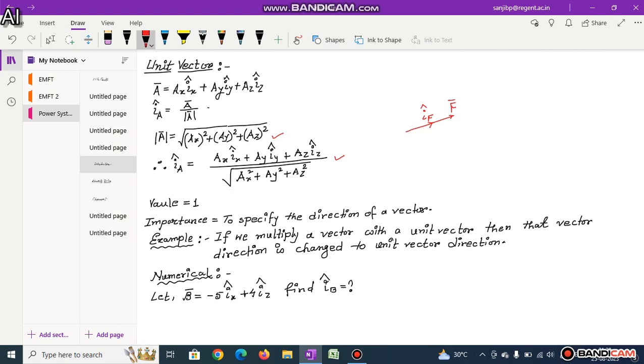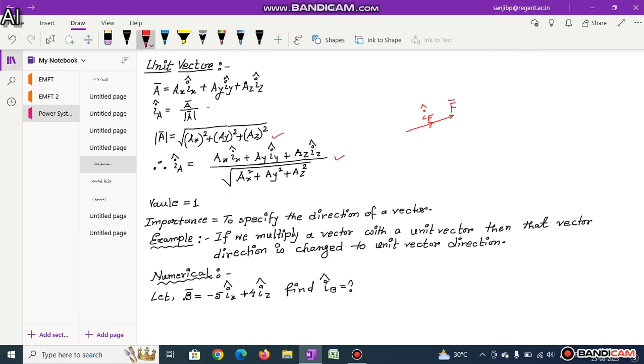Now an example: if we multiply a vector with a unit vector, the vector's direction is changed to the unit vector's direction. Suppose vector f is there and we multiply it by ia. Then this vector f will be directed in the ia direction. The unit vector changes the particular vector to a specific direction, in which direction? The ia direction, the unit vector's direction.